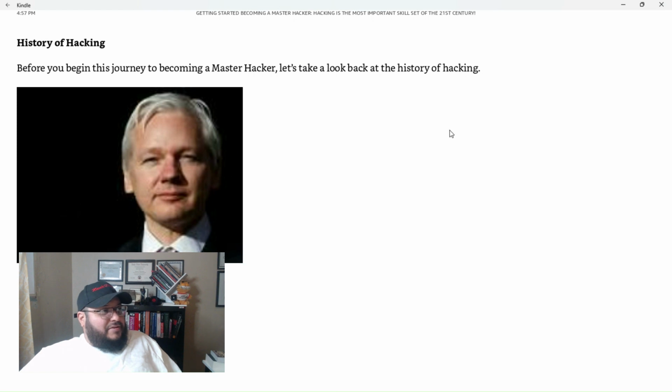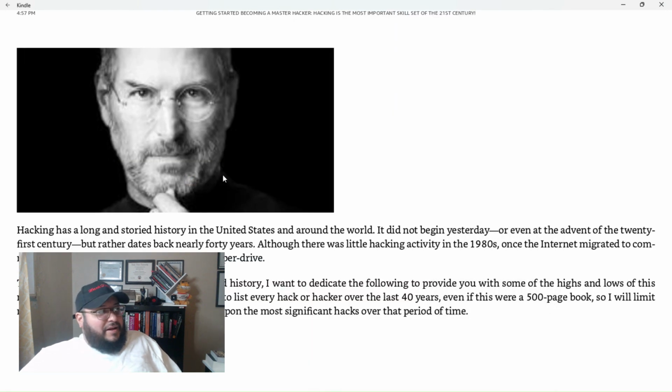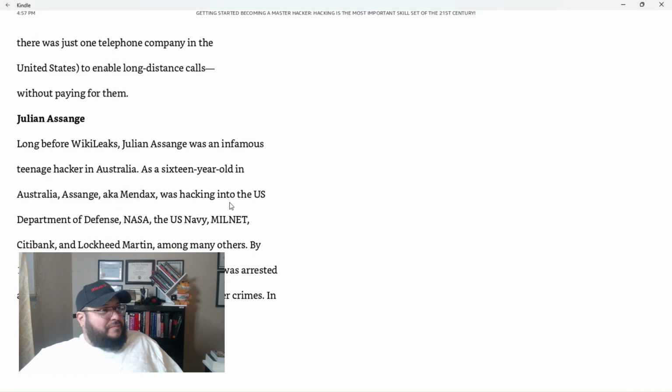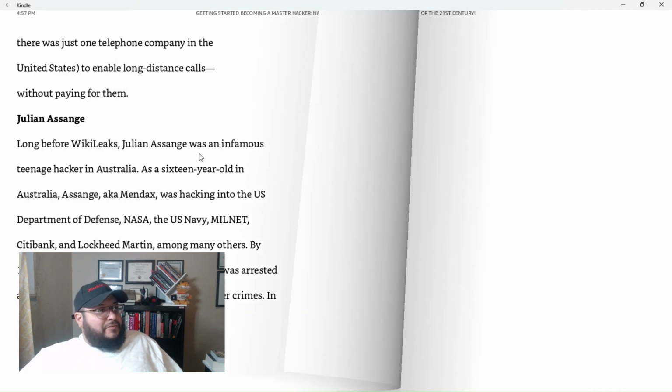Okay, before you begin this journey, let's look at the history of hacking. Okay, we're not going to look at the history of hacking, even though that's a great picture of Steve Jobs. I'm not going to go through the history of hacking. It doesn't really matter. You want that information, read it, Google it. Famous people who were hackers, read it if you want to know it. I don't really care.